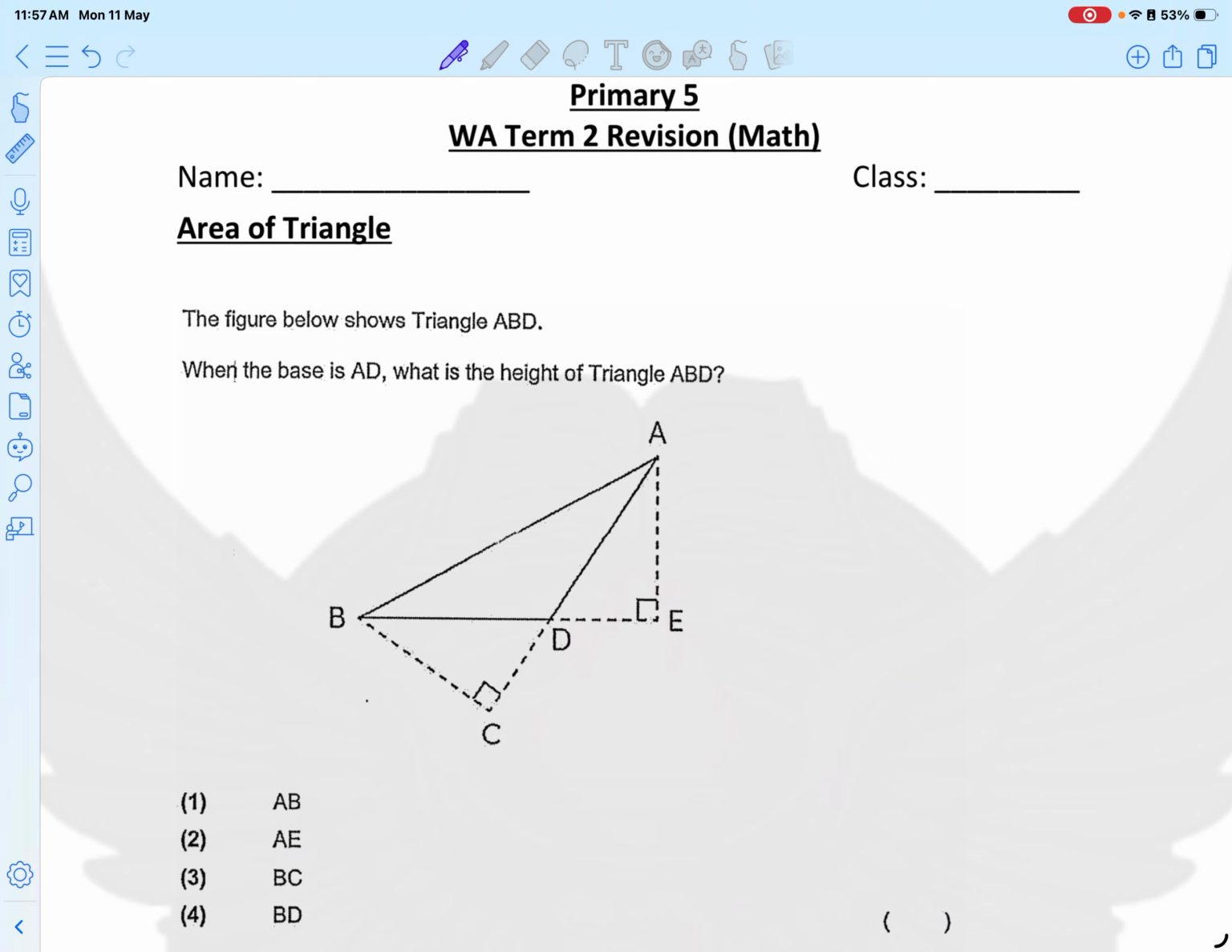Let's go to the question. The figure below shows triangle ABD. When the base is AD, what is the height of triangle ABD?